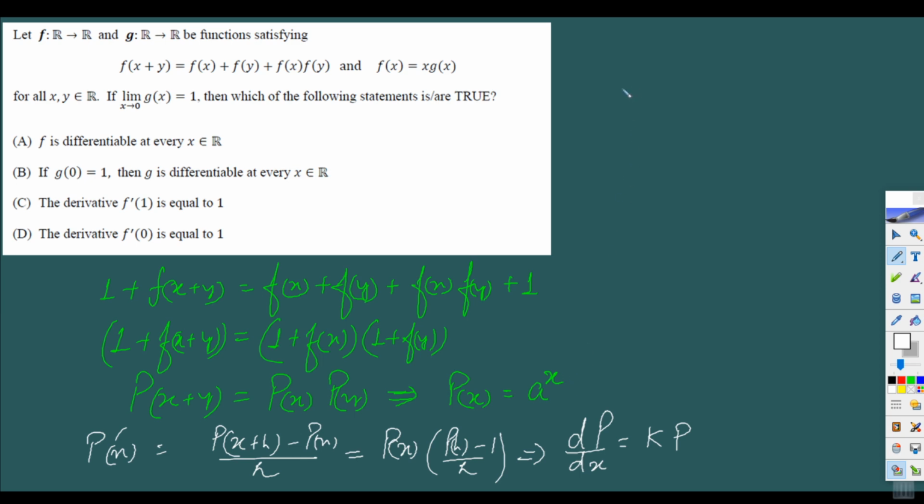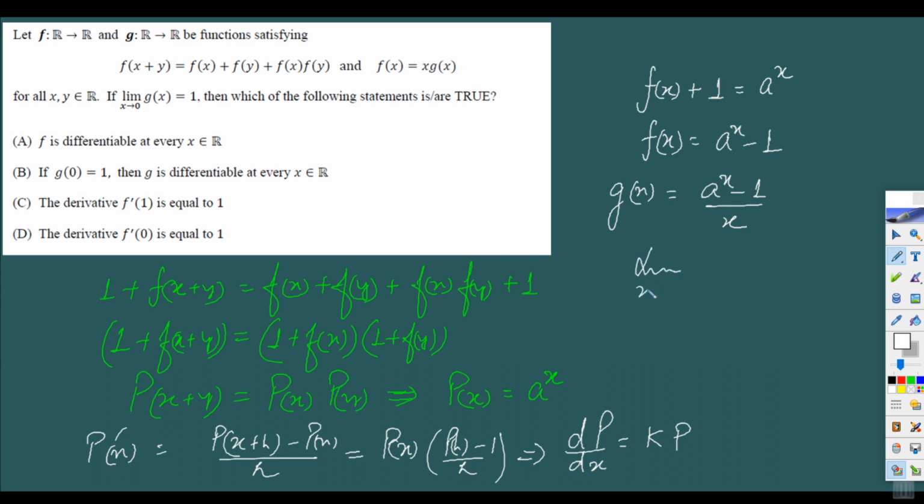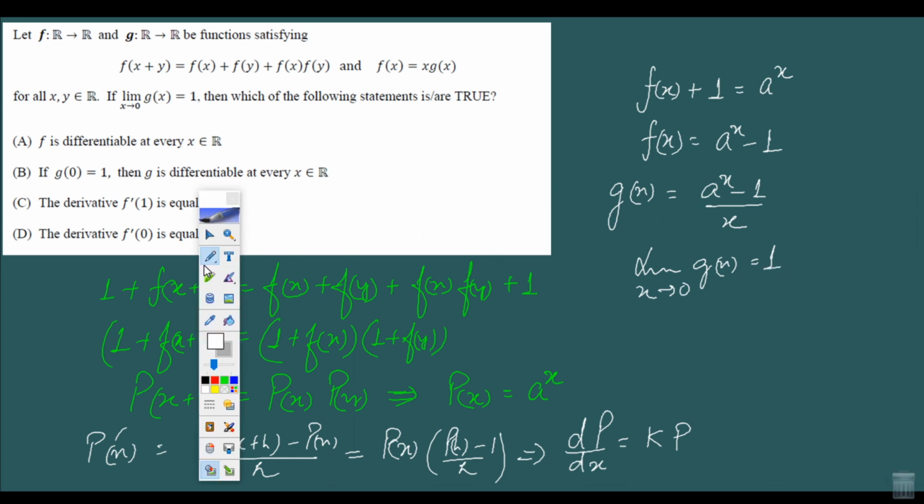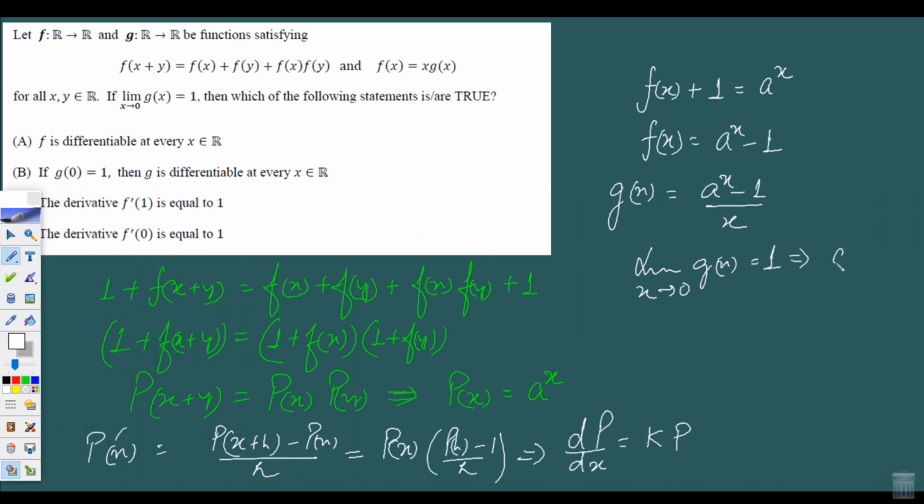Now if I use this, I simply get f of x plus 1 is equal to a to the power x. So f of x is equal to a to the power x minus 1. If you look at g of x, you get g of x is equal to a to the power x minus 1 upon x. But you have been given that limit x tending to 0, g of x is equal to 1, which is sufficient to conclude that a is equal to e, because this is the basic limit e to the power x minus 1 upon x is equal to 1. So you get both of your functions.